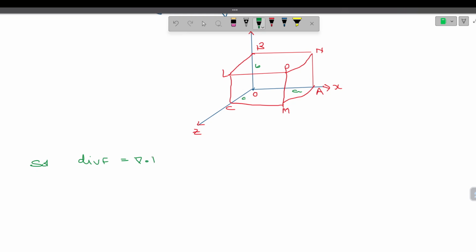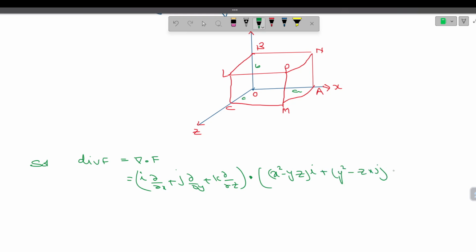Divergence F is del dot F. What is del? i ∂/∂x plus j ∂/∂y plus k ∂/∂z, dot product F. What is our F? F is (x² − yz) i plus (y² − zx) j plus (z² − xy) k.